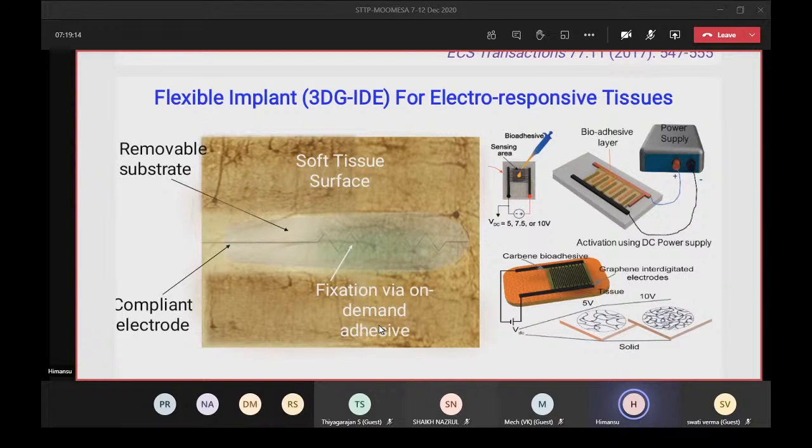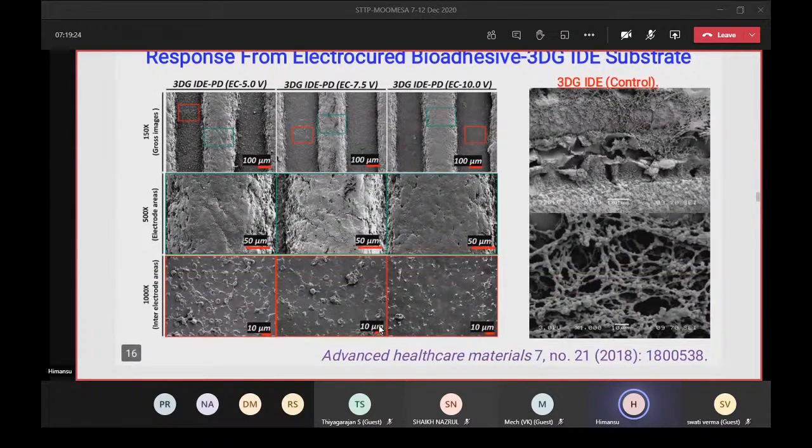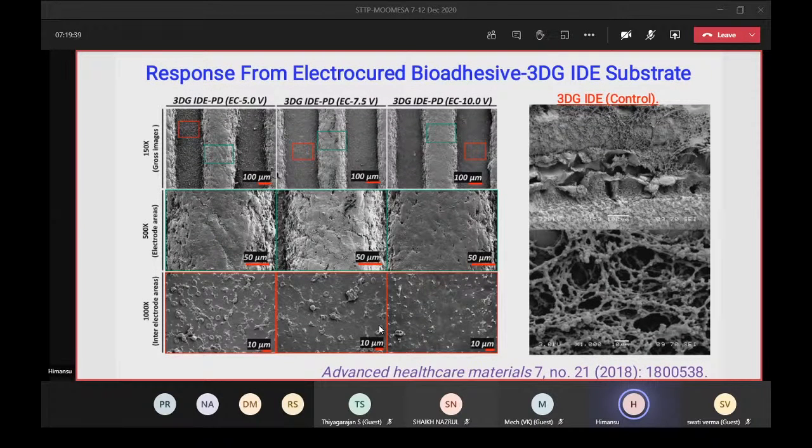Then we pass electricity at 5 volt, 7 volt and 10 volt, 3 different voltages, and we look at the curing properties and also the platelet response. I am showing you directly the biological response we are getting, and this is 3DG. What is the 3DG implant? That is called a 3D graphene electrode. You know graphene is a nanomaterial, but here graphene is providing a lot of platelet adhesion, because this is biocompatible but not blood compatible, and we wanted to create a blood compatible one.